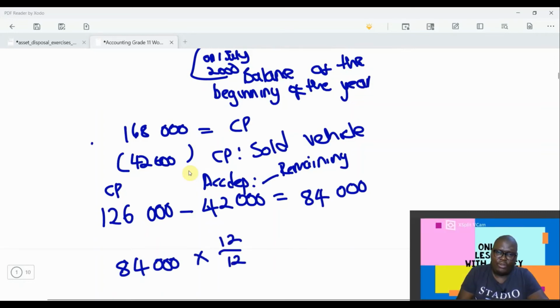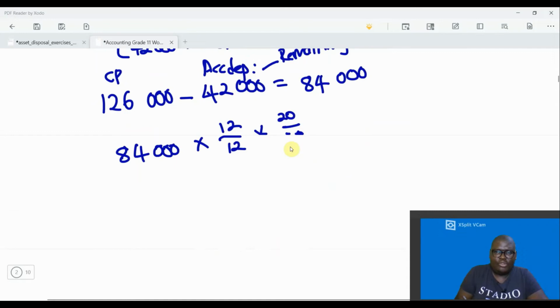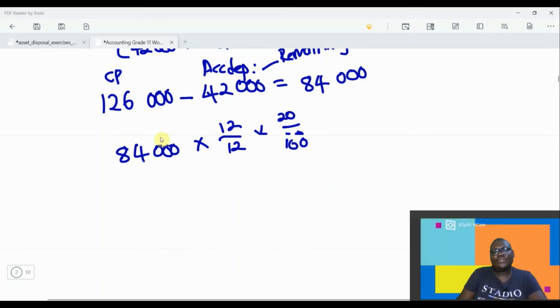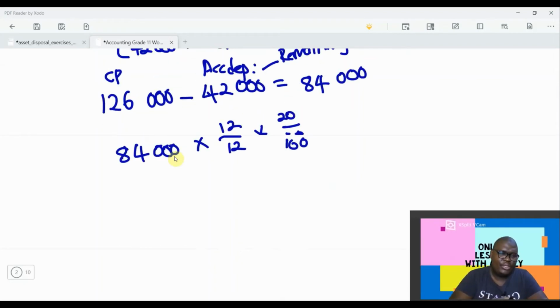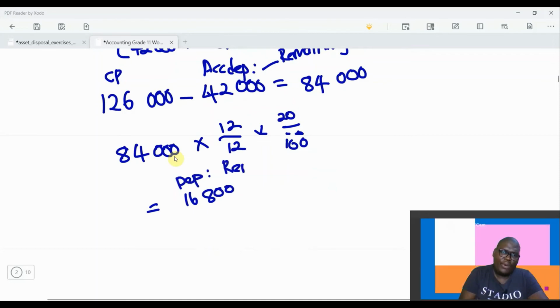And then we're going to take that 84,000 multiplied by 12 over 12, and then multiplied by 20 over 100. I think this should be a new page. So 20 over 100. Okay, so we will get our answer. 84,000 multiplied by 0.20 gives us 16,800. So this is the depreciation for remaining vehicles.